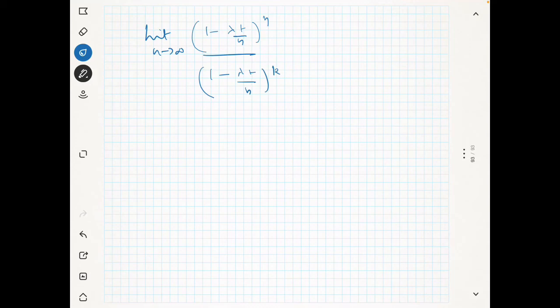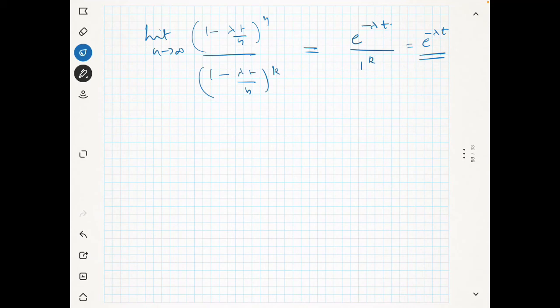Okay, so you will get here this factor. For example, there is a mathematical proof that this will be tending to e power minus lambda t into 1 power k. Okay, that means this will be nothing but e power minus lambda t. I am not going into the mathematical proof of this.